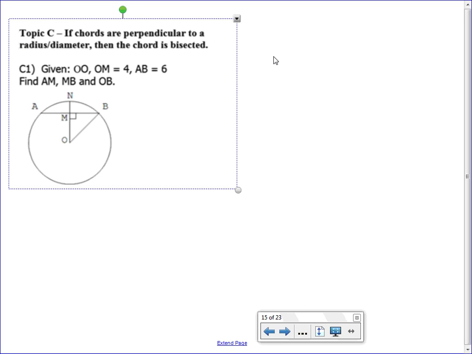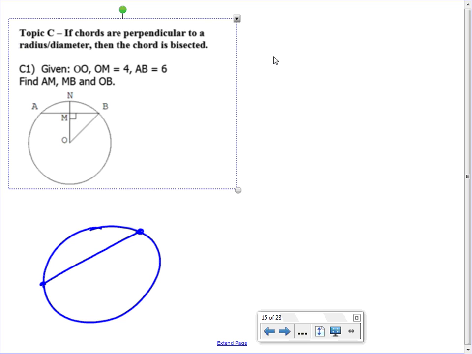Okay, so here's topic C. If chords are perpendicular to a radius slash diameter, then the chord is bisected. So what's a chord? A chord is a segment that goes from one edge of the circle to the other edge. So it doesn't go through. Its two endpoints are on the circle, and it goes from one end to the other end.